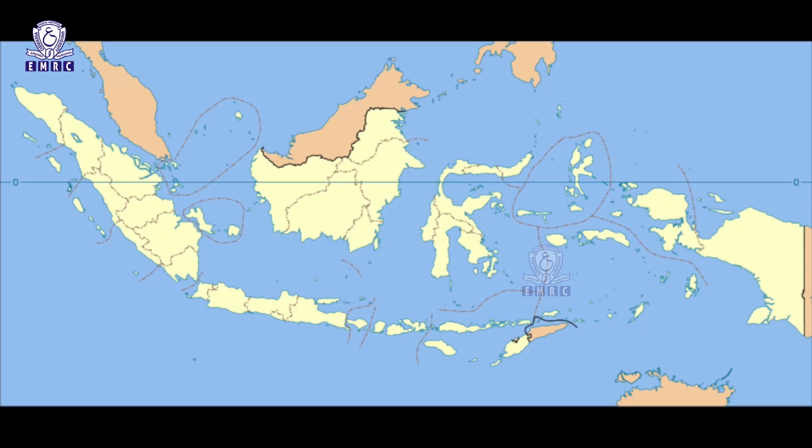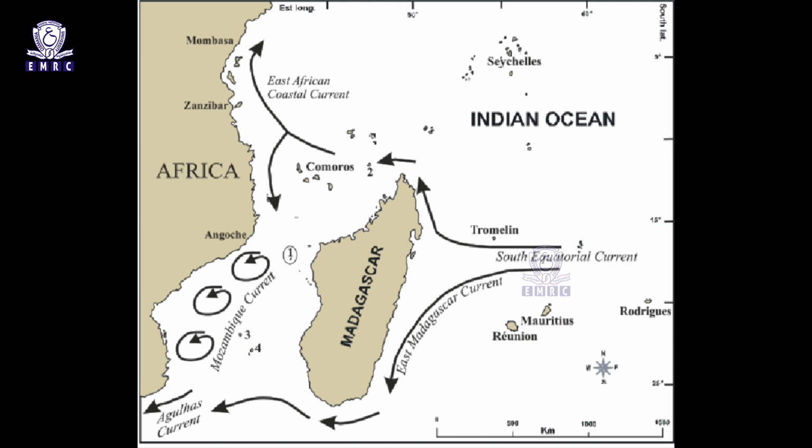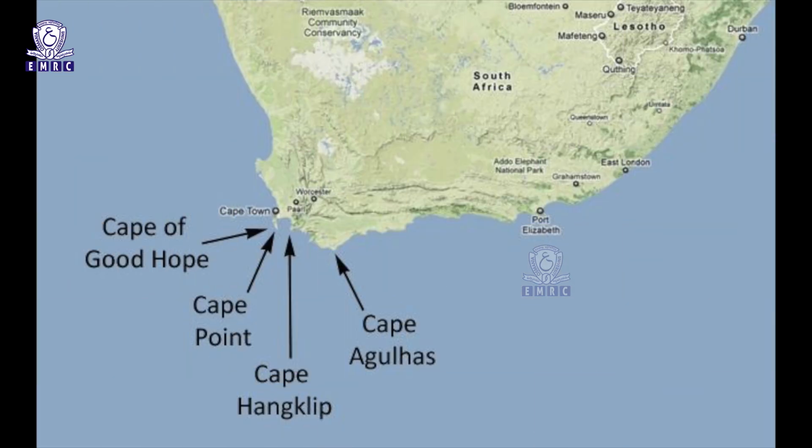The flow of the current is strengthened by the South Pacific Equatorial Current through Indonesia. The South Equatorial Current splits into two branches by Madagascar Island, the Madagascar Current and the Mozambique Current. These flow along the east of Madagascar and the east of Mozambique, respectively, to converge at the Cape of Agulhas.